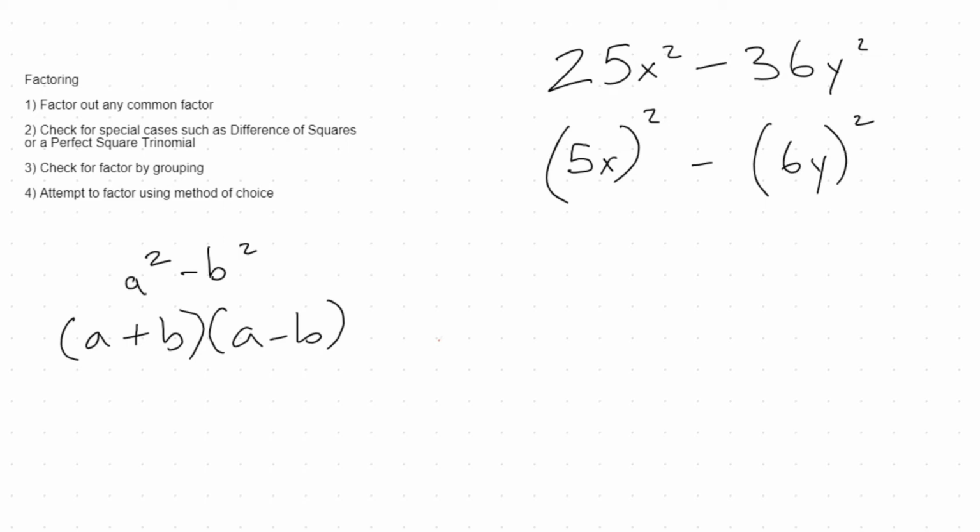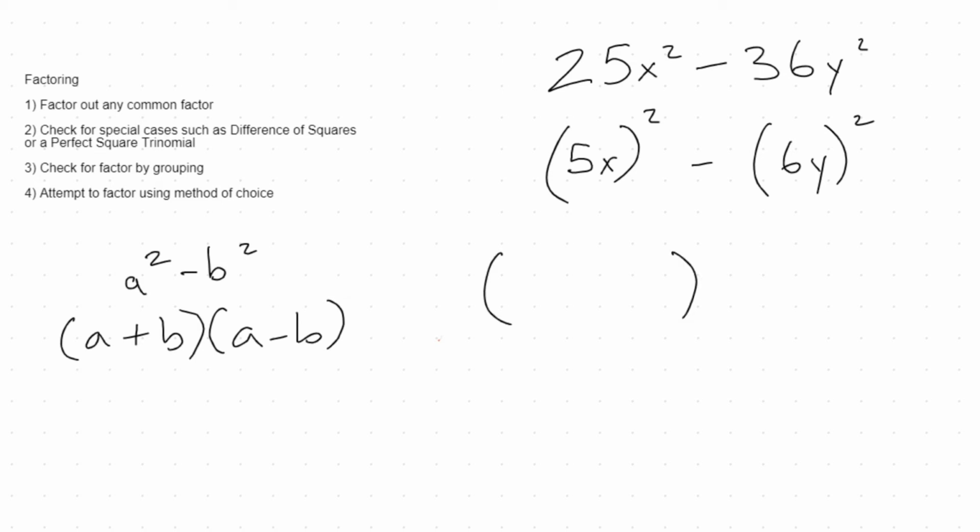So if we were to square 5x, that would give us 25x squared. If we were to square 6y, that would give us 36y squared. So that's why this fulfills the criteria. This is what's called a difference of squares because there is a minus sign in between, so it's a difference of squares. And so this is now in that format of a squared minus b squared.